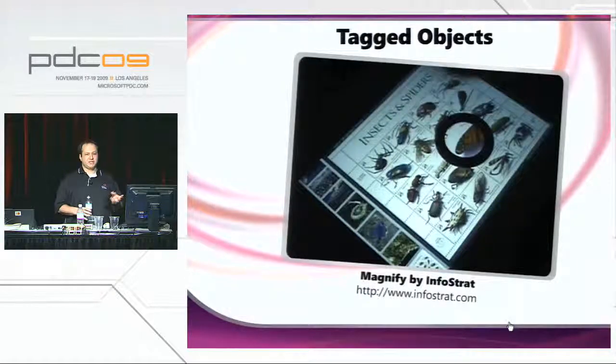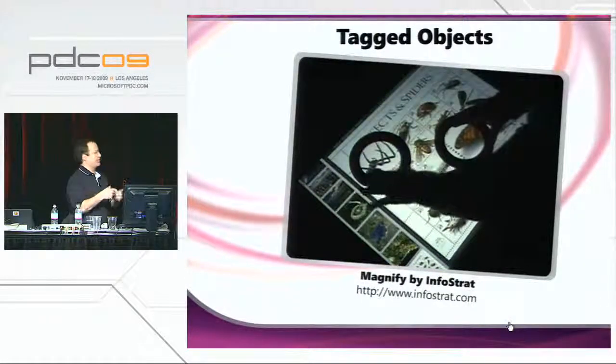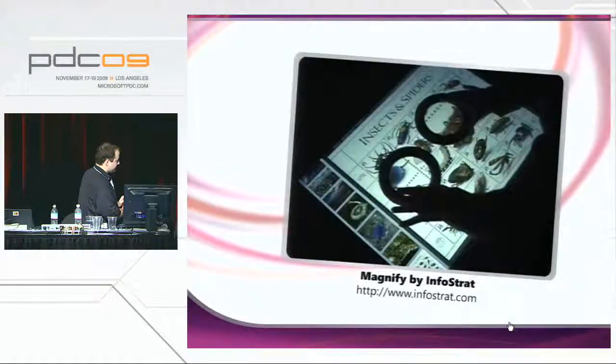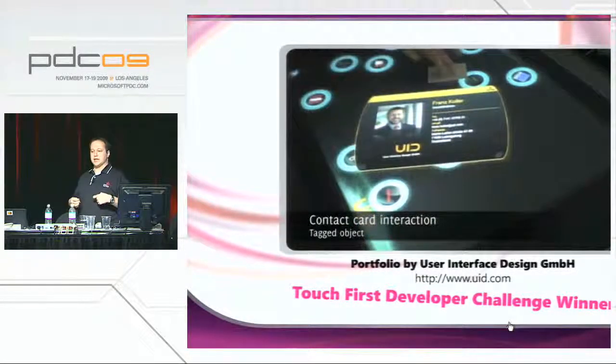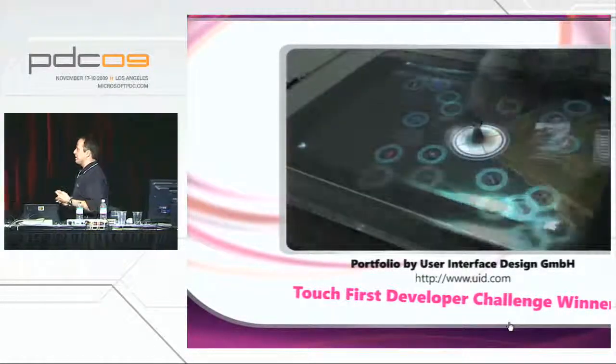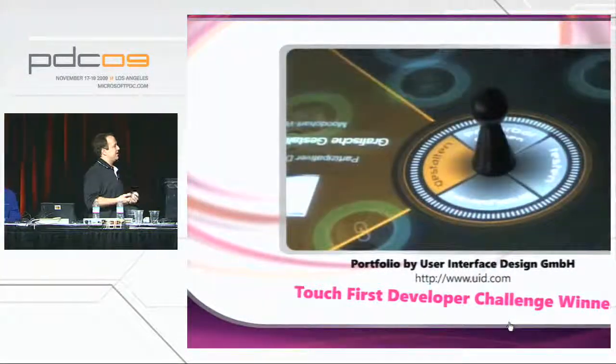So that's a tagged object that as it rotates, the software does some magnification on the thing that it's placed over. Here we're using physical cards and tokens in a business environment to guide users through understanding a portfolio of services that a company has to offer.